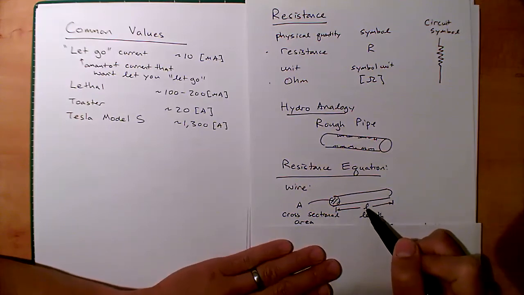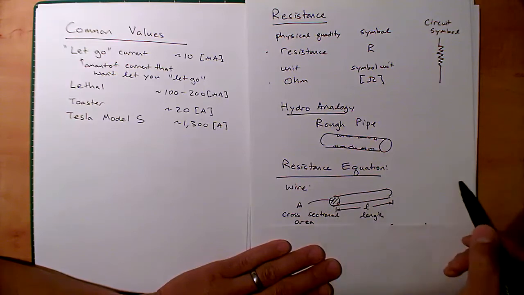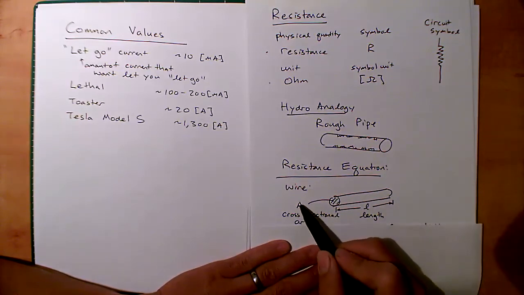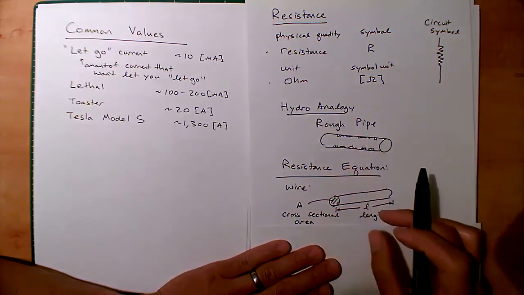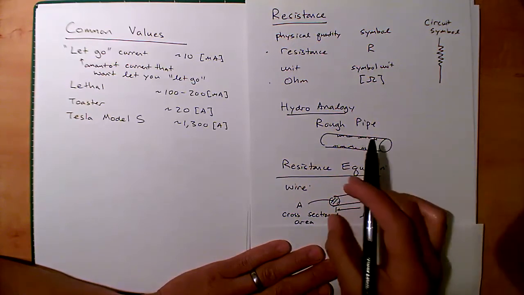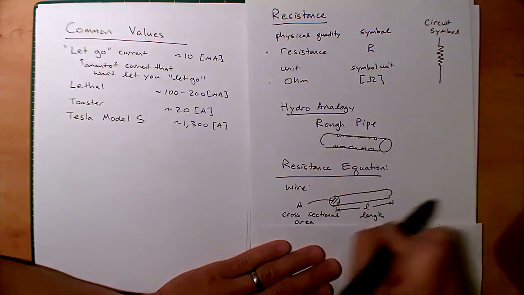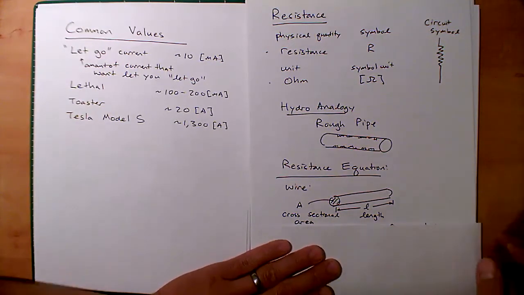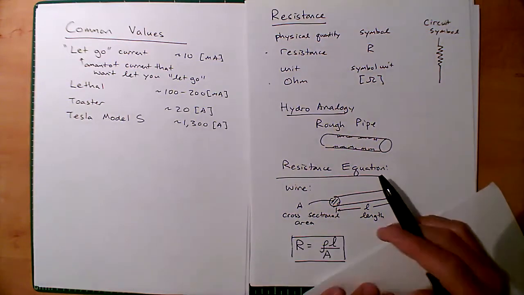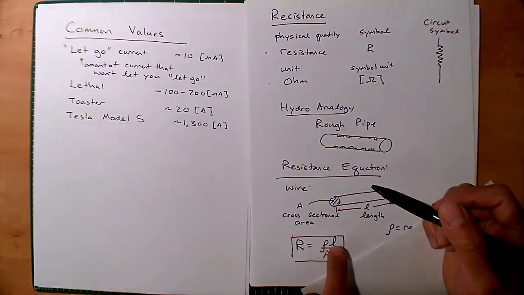Probably if it's longer, we're going to get a higher resistance, because we just have more pipe to go through. And for the cross-sectional area, if we have a bigger cross-sectional area, we're going to have probably less resistance because we have more area to travel through. It just makes it easier. So you could sum that up in this equation here: R equals rho L over A.